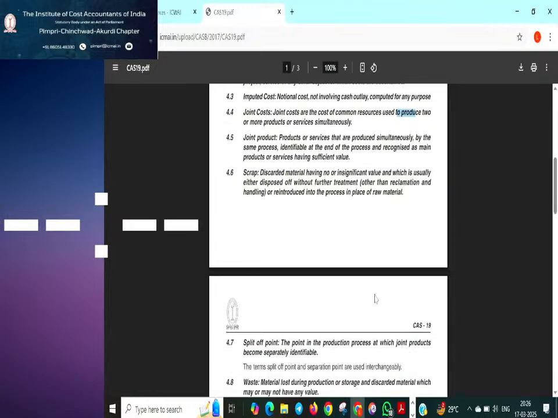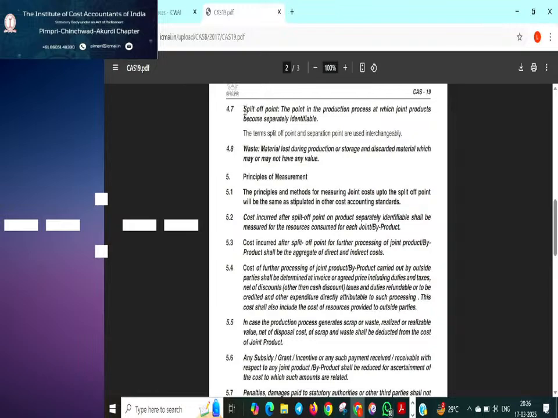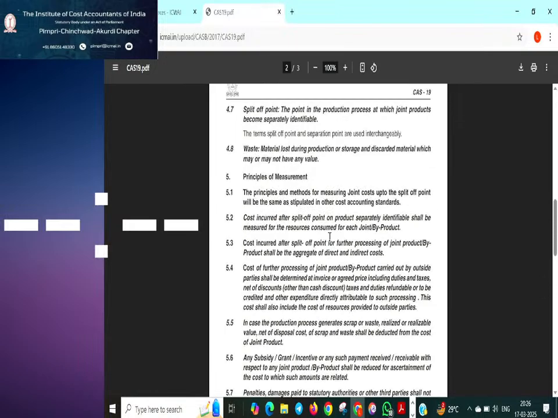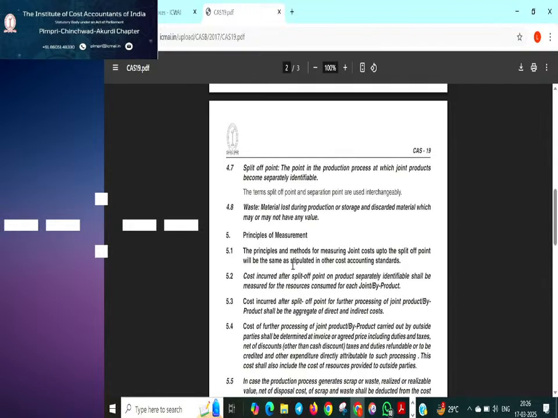So how do you treat that joint cost? Split off point is also explained here. So I am directly getting into the principles of measurement. The principles and methods of measuring the joint cost up to the split off point will be the same as stipulated in other cost accounting standards. That is, you have to first understand the process of production. That is very, very important.